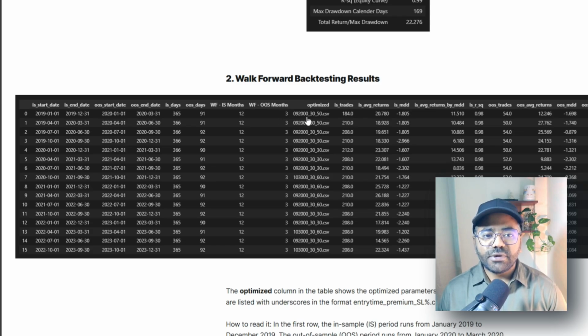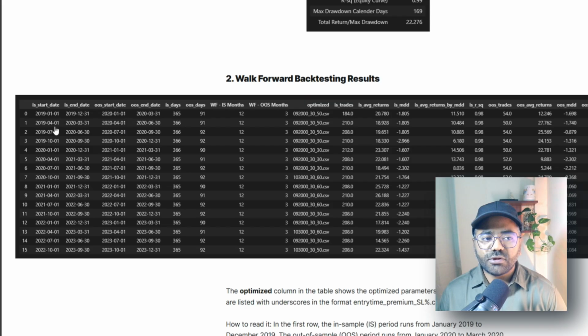And the optimized numbers for this period are 920 as the entry time, 30 as the premium and 50% as the stop loss. It had 184 trades in sample with a return of 20%. When we look at out of sample, it has 54 trades for 3 months with an average annualized return of 12%. So this return is using the parameters that we optimized for the in sample period.